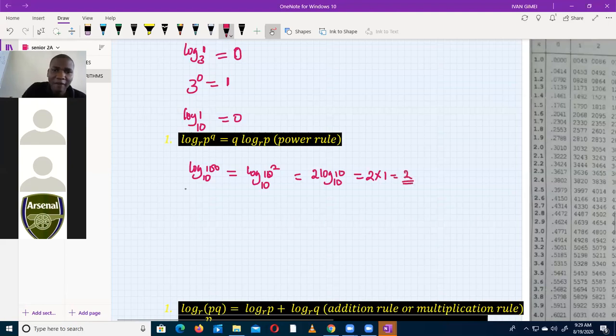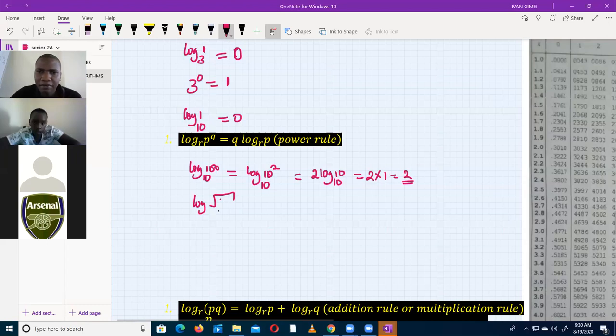They can also say, find the log of a cube root. This can be the cube root of 7. Excuse me, teacher. Yes, please. Where did the 1 come from?